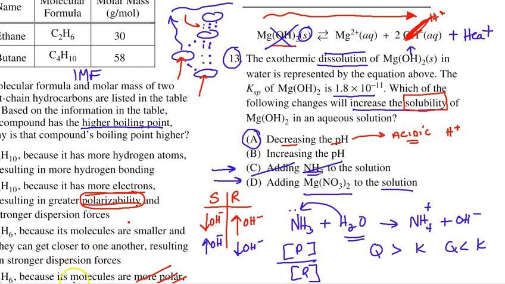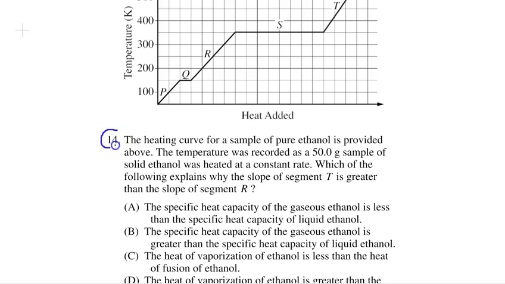13 is A. Number 14. The heating curve for a sample of pure ethanol is provided above. The temperature was recorded as 50 grams of the sample was heated at a constant rate. Which of the following explains why the slope of segment T is greater than R? So the slope is flatter for R and more steep for T. So why is it higher?